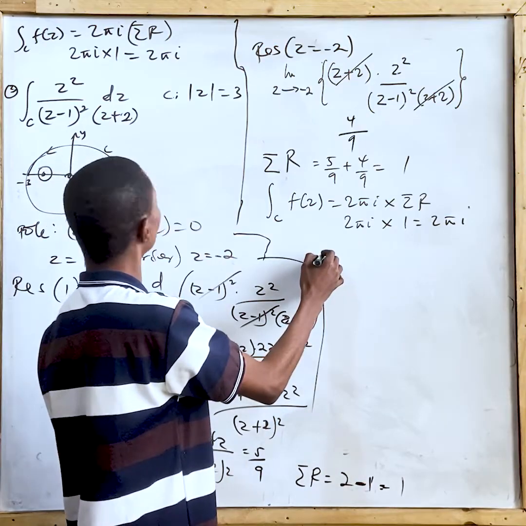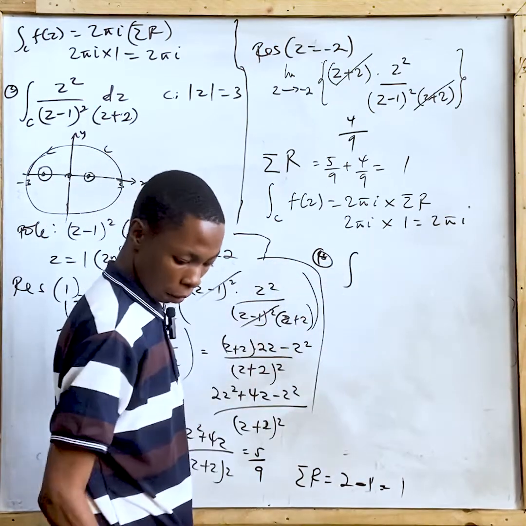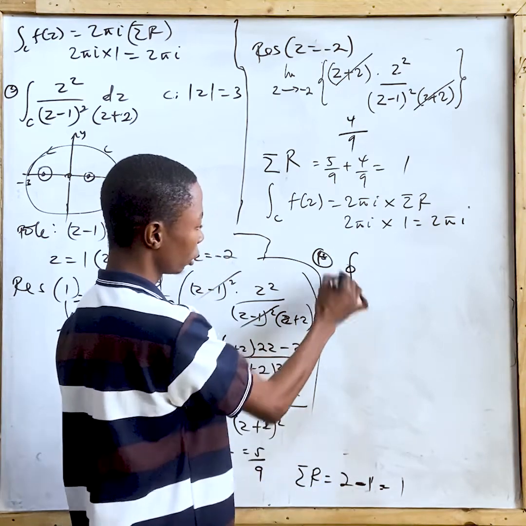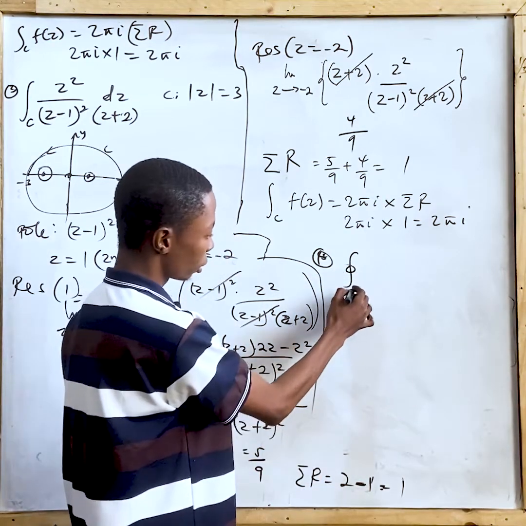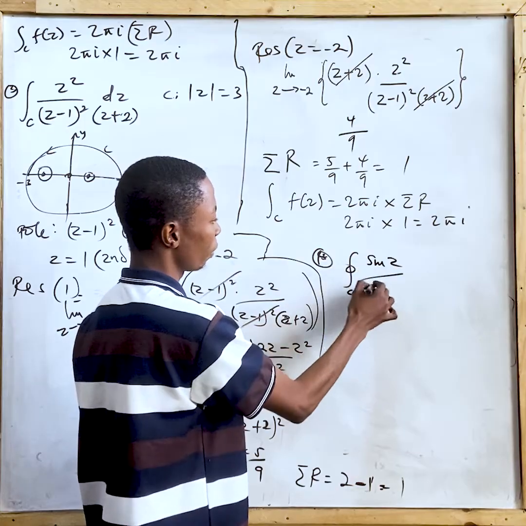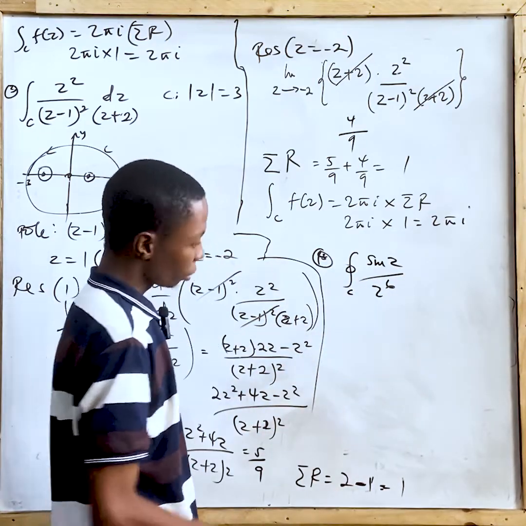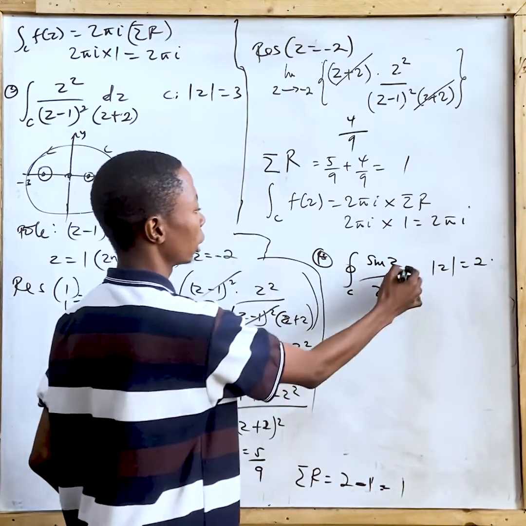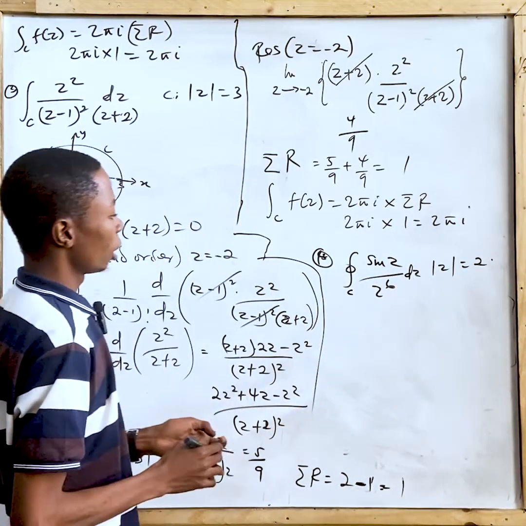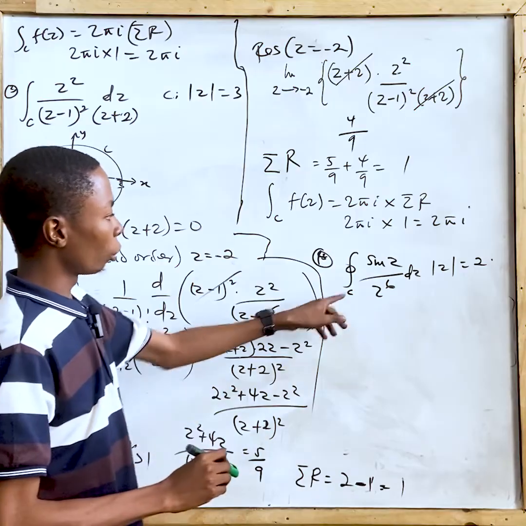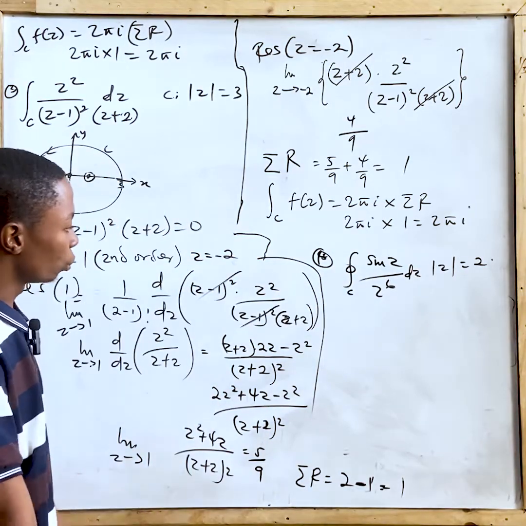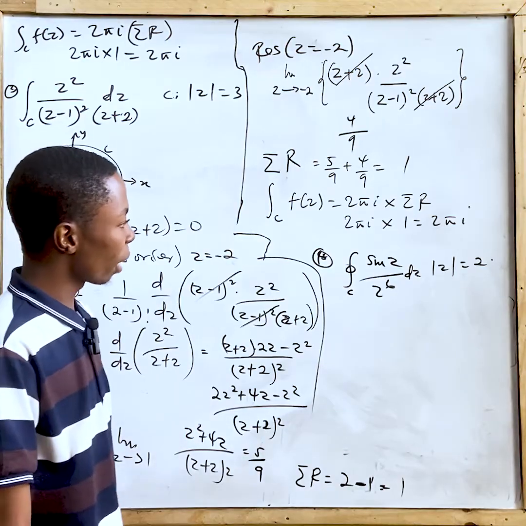Now, number 4. If I want to integrate sin z divided by z raised to 6 such that the absolute value of z equals 2, dz, what will be the answer? How will I start? So I want to integrate around a contour where z is centered at 0 and the radius is 2, of the function sin z divided by z raised to 6.